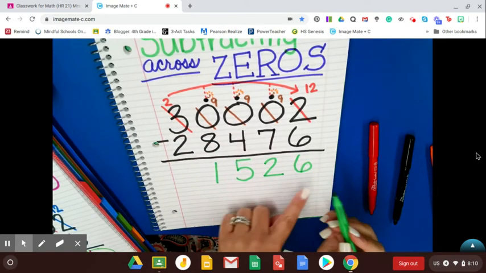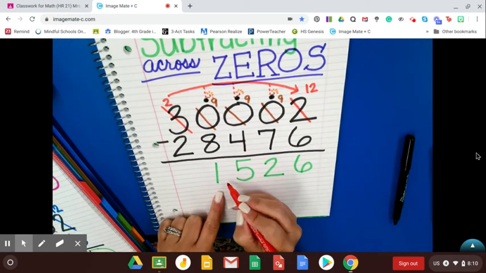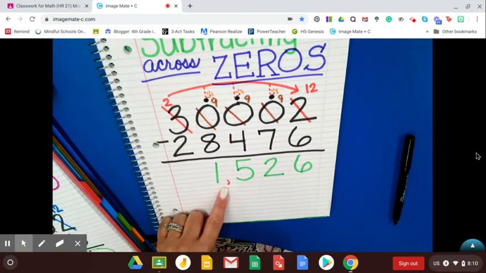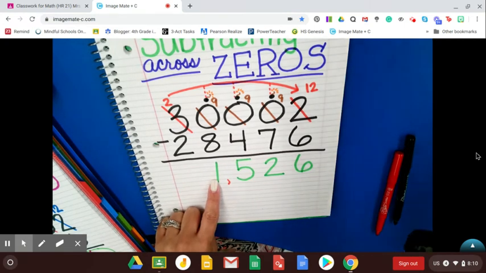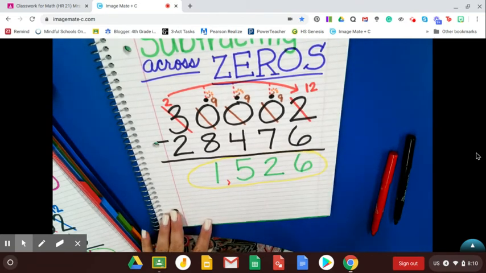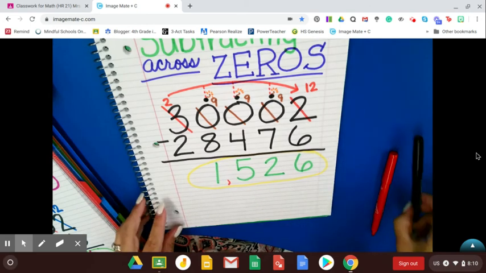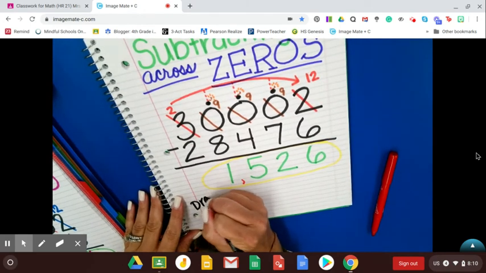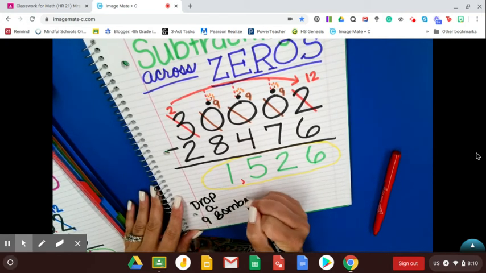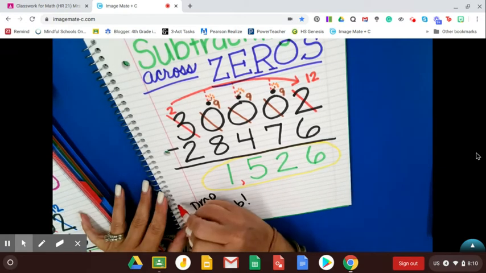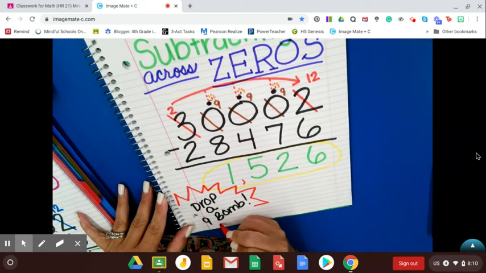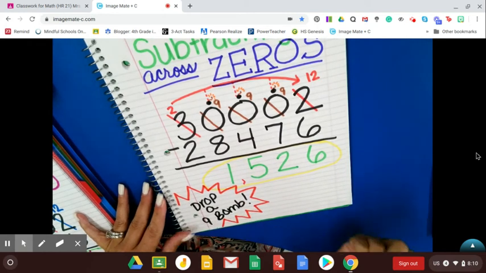We decide where we need our comma. We stick it in. We go 1, 2, 3, comma, 1, 2, 3, comma. And our final answer, we always want to circle it, right? Just like that. All right, so we dropped a 9 bomb. So I'm going to write that as our method. Drop a 9 bomb. It was just a fun way to remember what this method is.